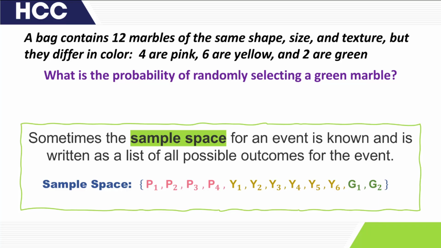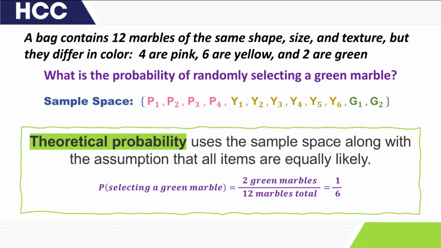If we reach in the bag, we know that we have to pick one of those 12, right? So this is where we do what's called theoretical probability. So we're going to say, hey, if they're all the same size, shape, texture, then when I reach in that bag, all of them are equally likely. And this is kind of where theoretical probability differs from empirical, because theoretical is treating all these items in the sample space as equally possible.